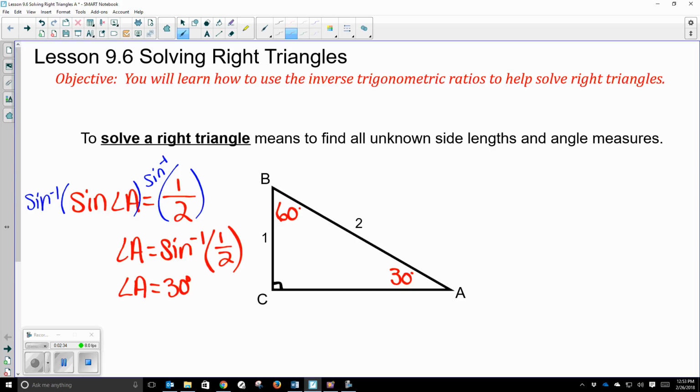What is the measure of this side? Do we have to use Pythagorean's theorem to find the measure of this side? What is it? 1 squared plus... You're right. It is the square root of 3. 1 times the square root of 3 is the square root of 3.